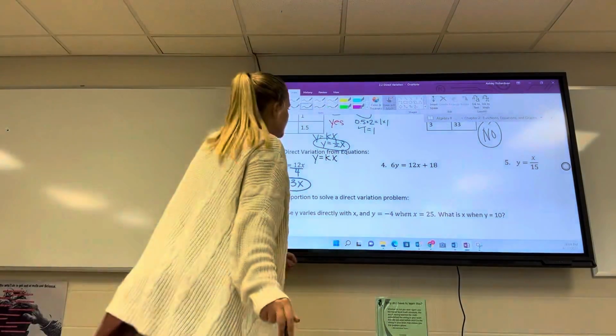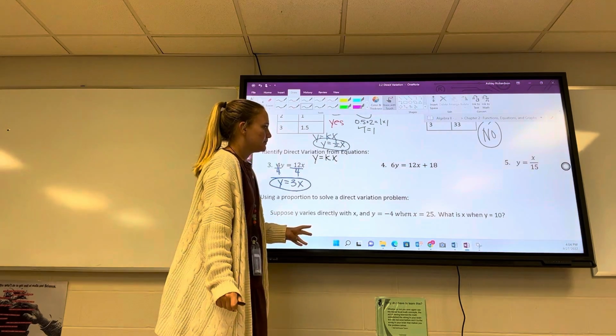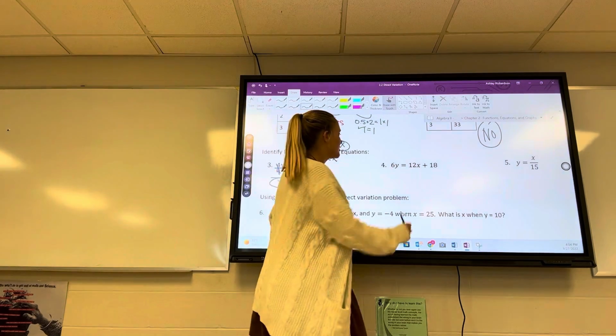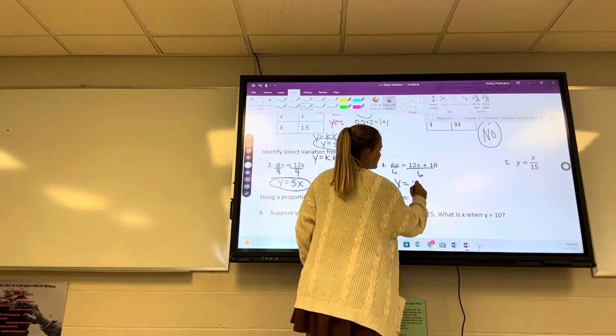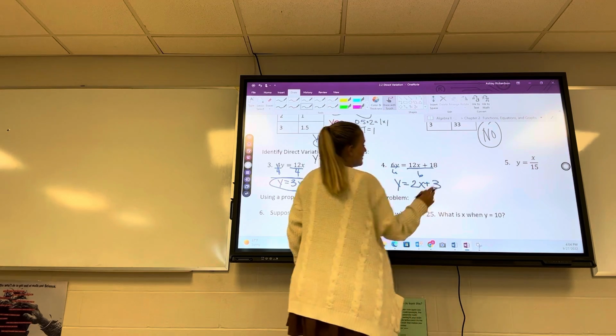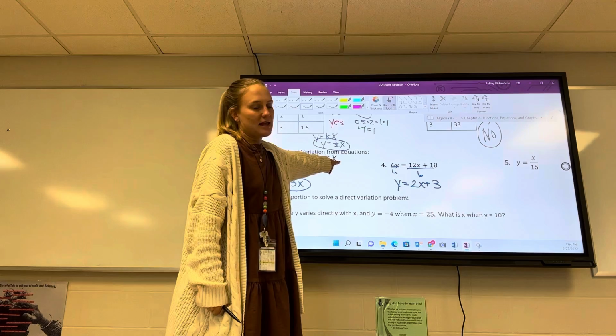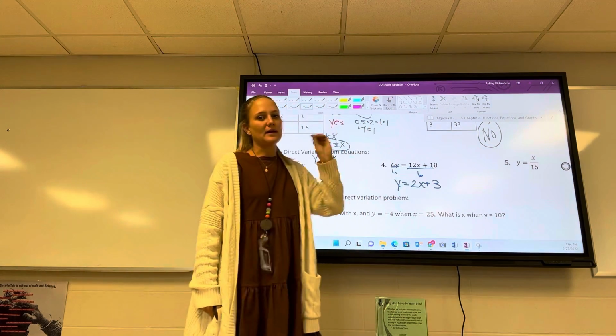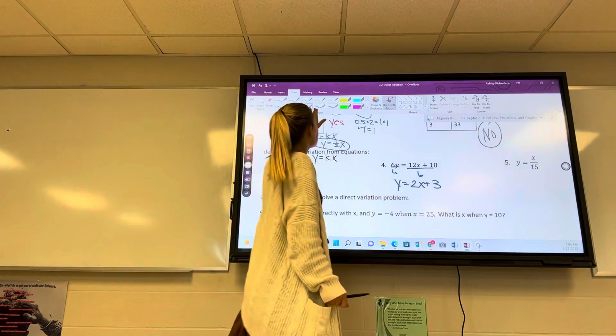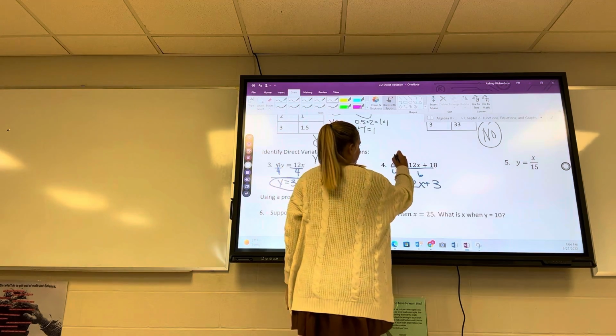Okay, so my next one, if I'm trying to get y by itself, I could divide everything by 6. So I'd have y equals 2x plus 3. Well, this doesn't look like y equals kx. It has a plus 3. If I graph this, I would start at 3 and go up 2 over 1. That does not go through the origin, so it's not a direct variation.